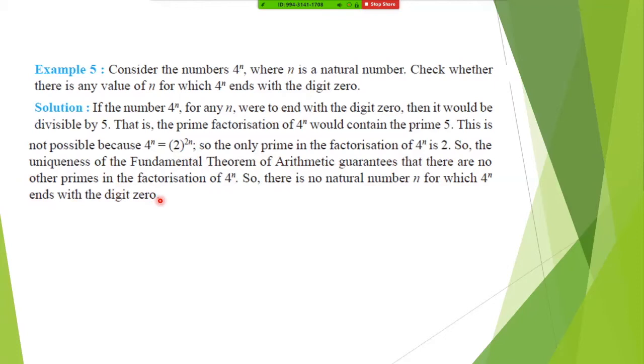There are a few sums in exercise 1.2 on the same lines which we will be proving. Basically, if it ends with 0, it has to be divisible by 5 and 10.